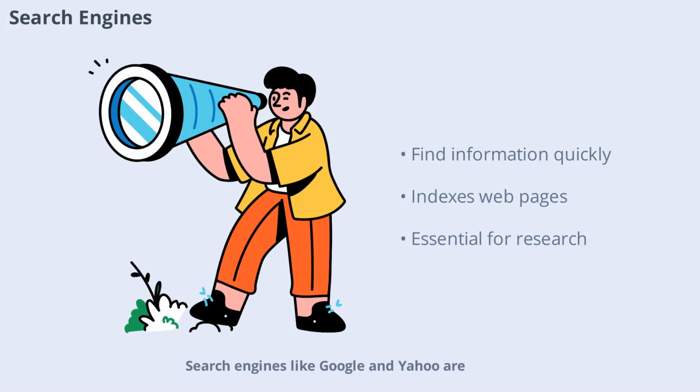Search engines like Google and Yahoo are powerful tools for finding information on the Internet. They index billions of web pages, making it easy to retrieve relevant data in seconds. Search engines are essential for research, learning, and staying informed.